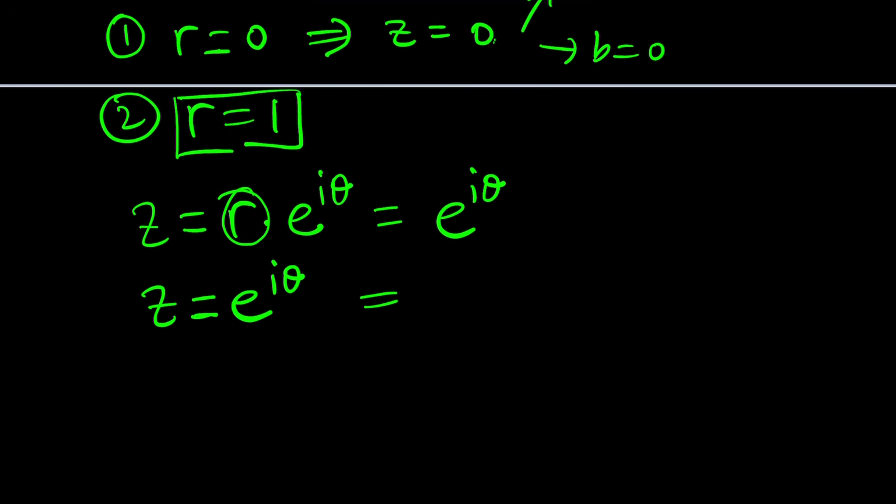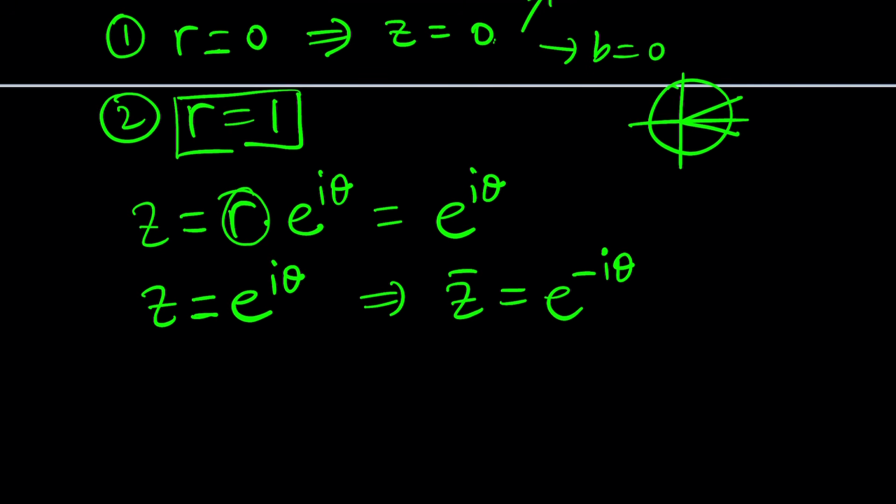What is z bar? z bar is basically when you reflect it along the x-axis, or the real axis. The only thing that changes is the angle is negated, because cosine of negative theta is also the same as cosine theta. You can also think about it as first and fourth quadrants. That's what we get. That's going to be the z conjugate. Great. So now we've got z and z bar.